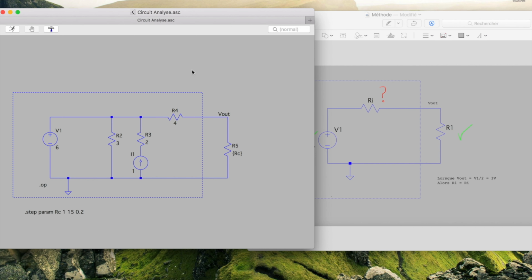By this principle of equivalence, we will determine the internal resistance in this circuit. We are going to vary the external resistance, and when the voltage Vout is 3 volts, the resistance we will get here will be equal to Ry. We can also calculate the Thevenin voltage by the same principle. Indeed, we must obtain the same voltage at the terminals of R5 on the left as at the terminals of R1 on the right.